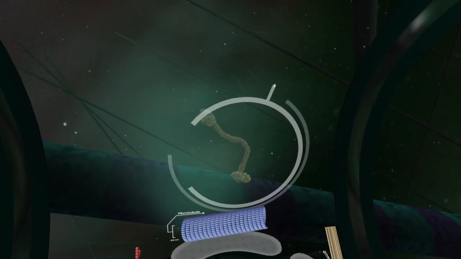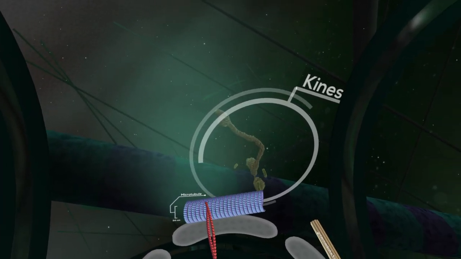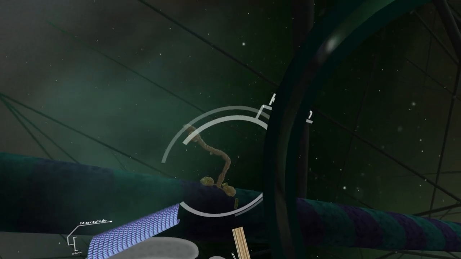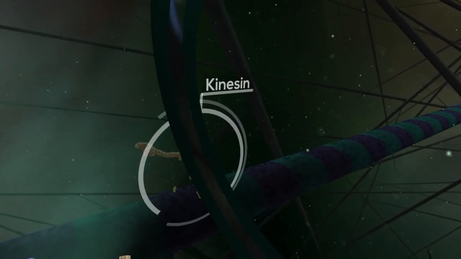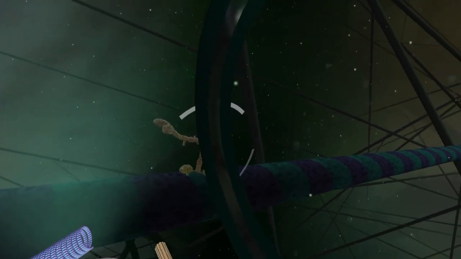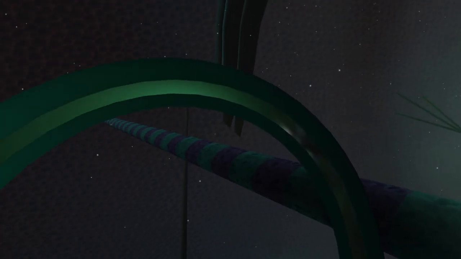A special type of protein, called kinesin motor protein, has the ability to walk along microtubules. It latches onto larger structures and transports them around the cell. Energy is available in the cytoplasm in the form of ATP molecules.